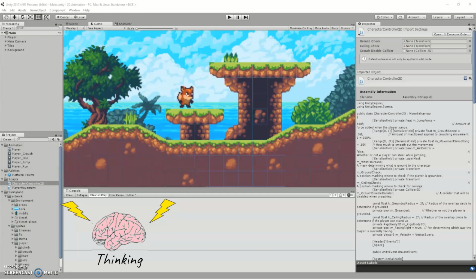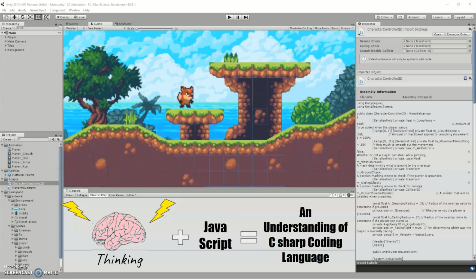that with thinking power, and then add our knowledge from JavaScript in order to understand how we could code C# and understand that language. From there, we'd be able to design our game through basic understandings between the two languages. That was the main purpose of our game.